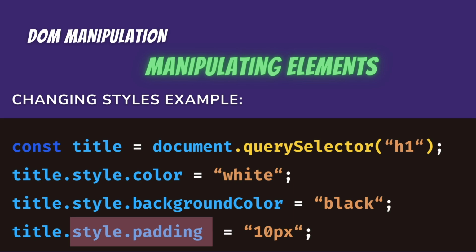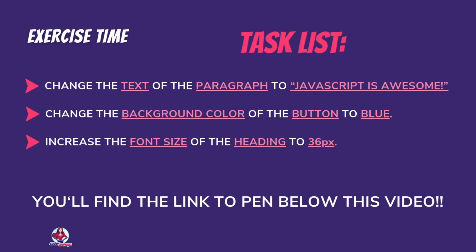I hope these examples have helped you understand how to change element styles in JavaScript. In the next video, we'll focus more on practice, so this will become even clearer. Now let's practice what you've learned. I've prepared an initial HTML code for you in CodePen. You will find the link under this video.